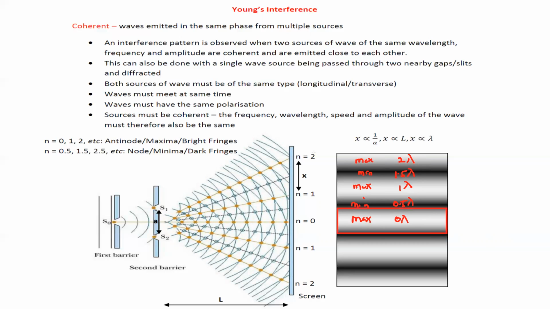First we have a maxima at the center. At the center there is always a maxima, because the path difference of the two waves is always 0 there. Then below it, there is a minima, with path difference of half wavelength. Then a maxima, with path difference 1 wavelength. Then a minima, with path difference 1.5 wavelength. And then a maxima, with path difference 2 wavelength. So constructive, destructive, constructive, destructive, constructive, and so on.